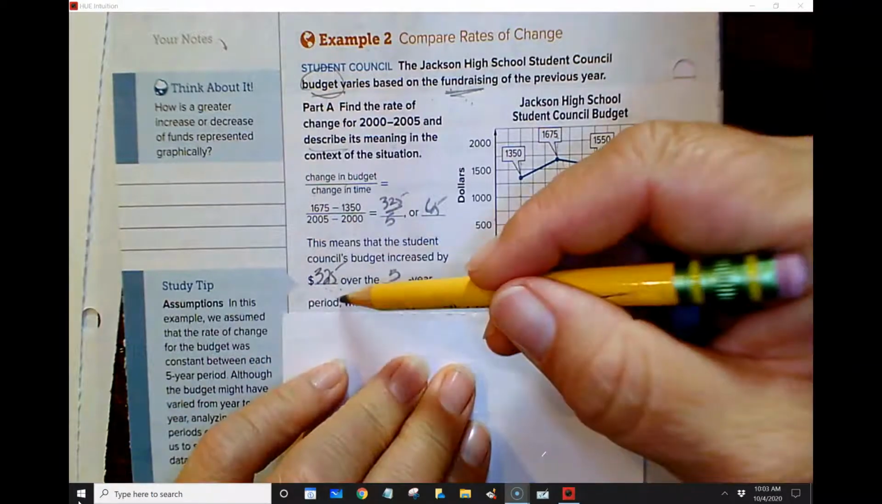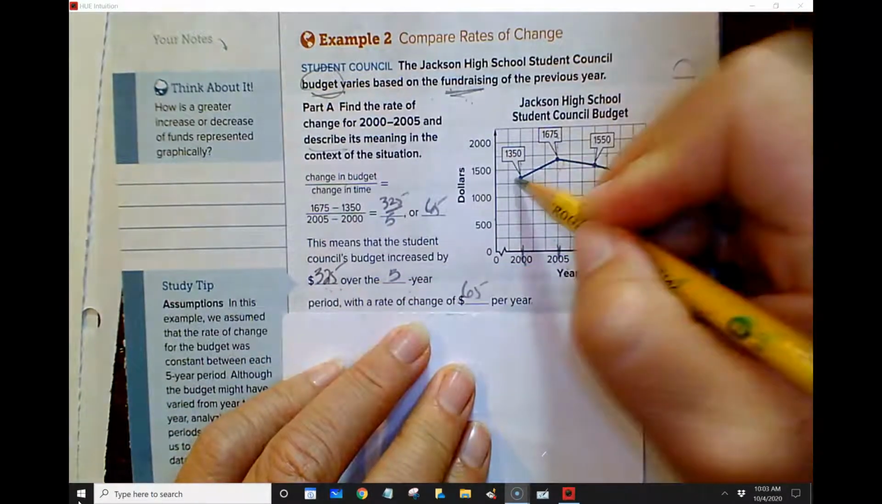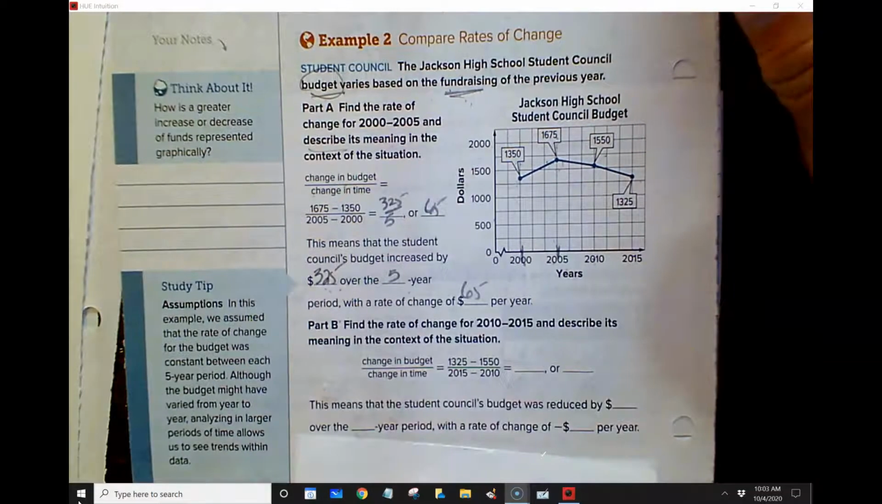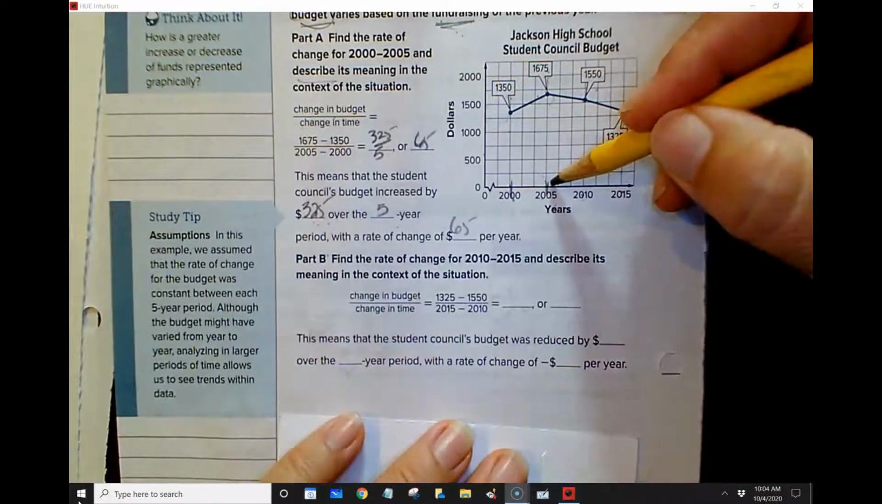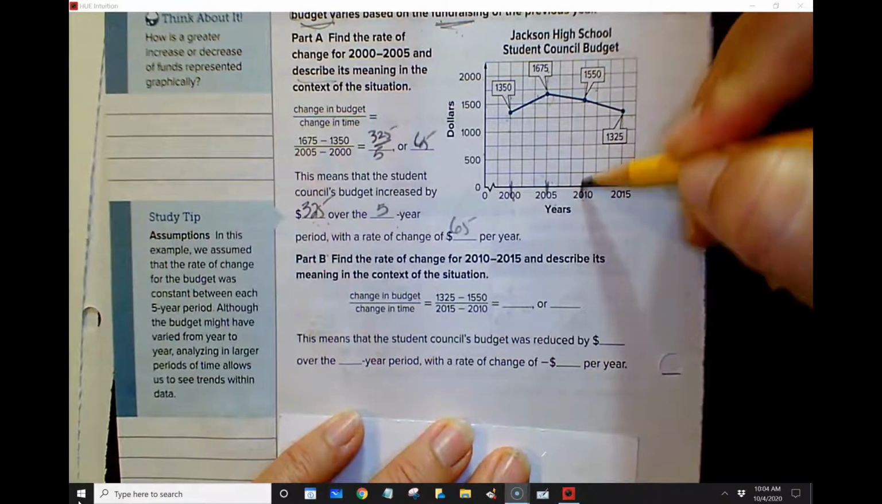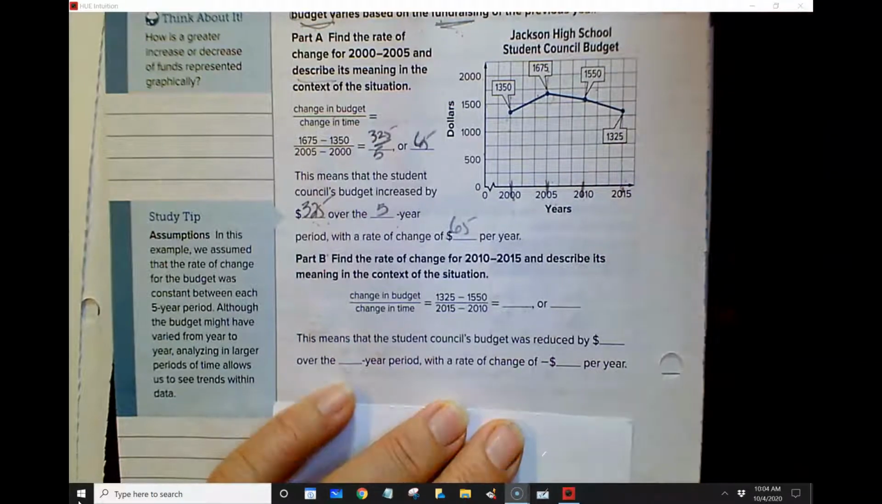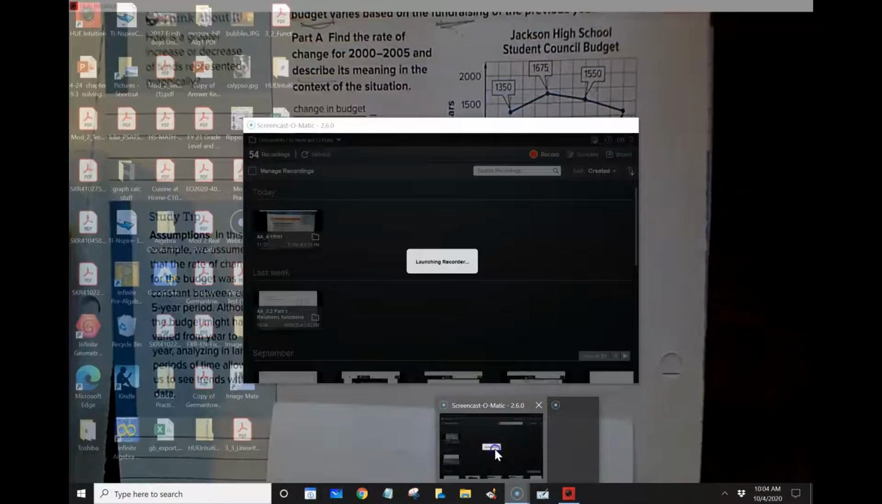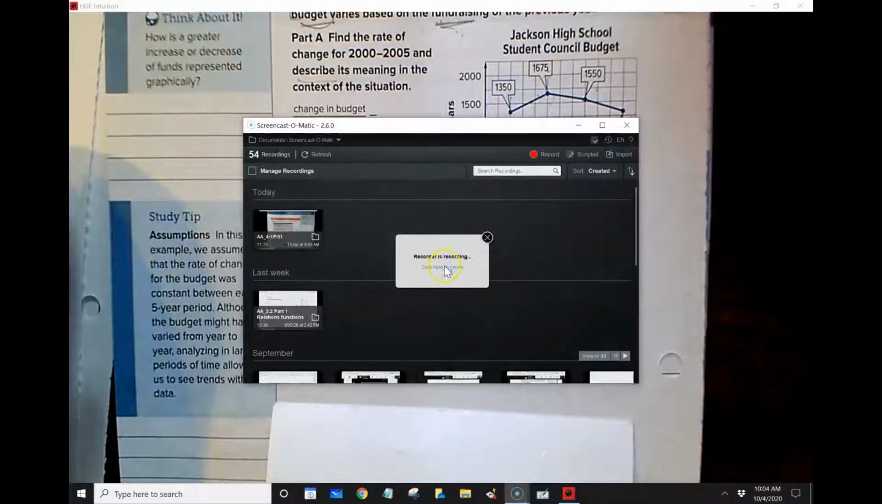So the rate of change is $65 per year for this segment only. It's going to change for the next segment. Here they want you to do the rate of change between 2010 and 2015. So this is the segment here, 2010 and 2015. Go ahead and fill out that work right now. I'll pause that.